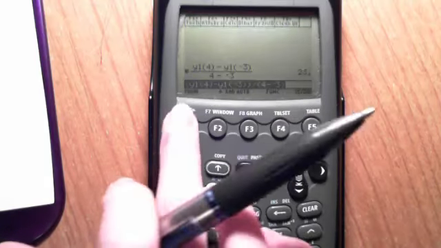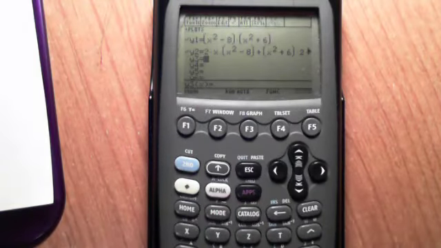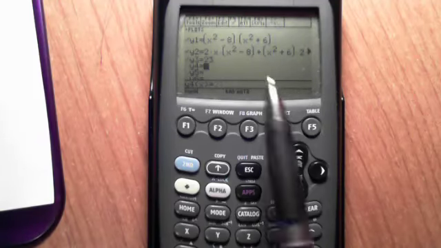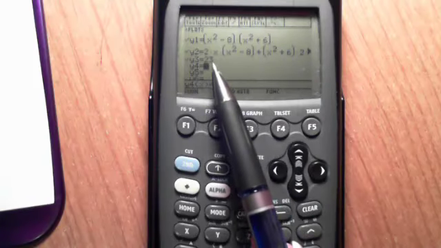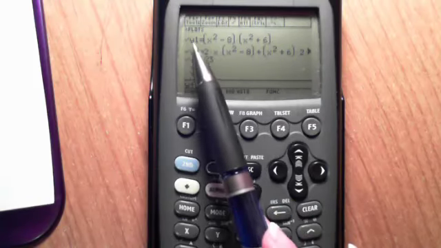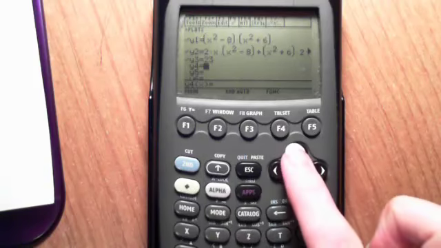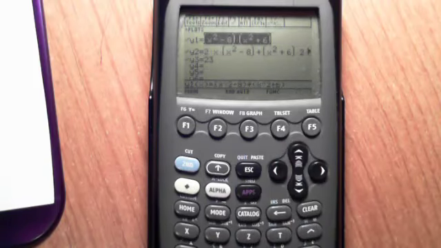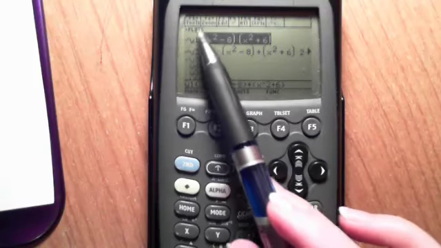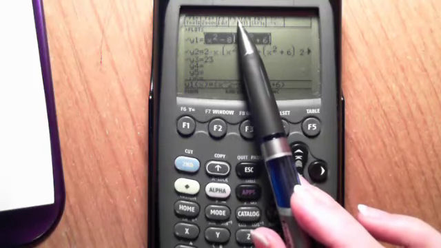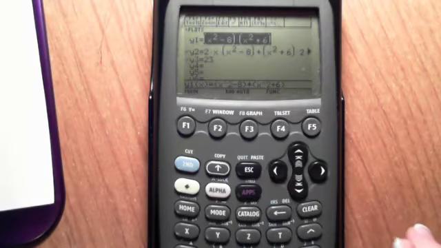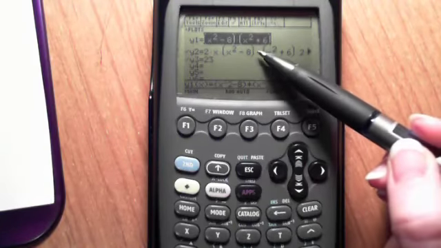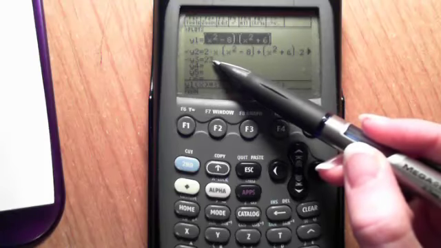So I'll go back to y equals, and I'm going to put 23 in here for y3. Now my goal is to count how many times the derivative equals that secant slope. So when I graph, I don't want to see the original function. So I will turn it off by arrowing up to y1 and looking at f4, which has that little check mark on it. So if I type f4, it turns off y1. So now I have my derivative function and I have my secant slope.